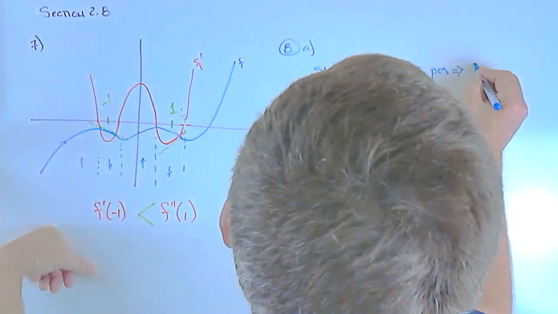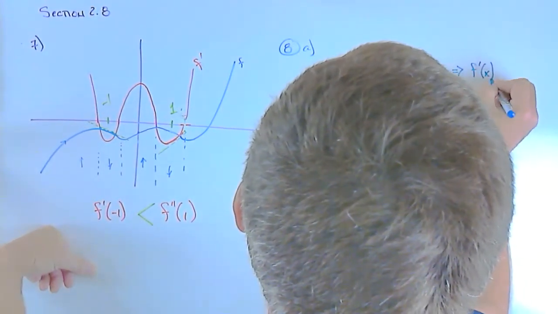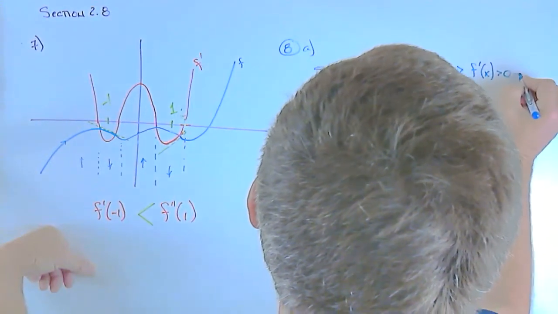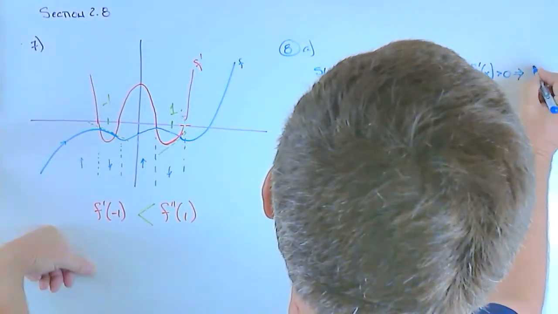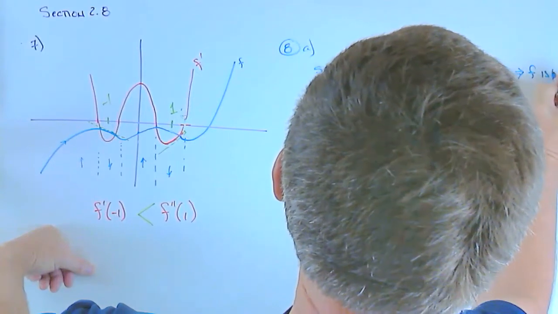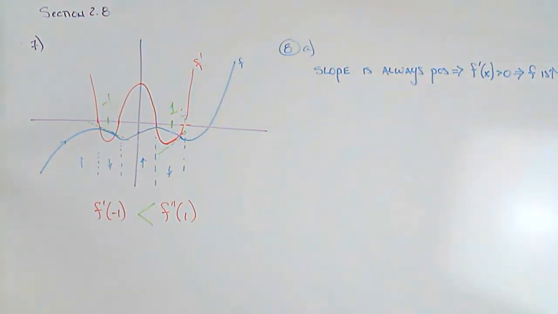Now that means f prime of x is greater than 0, and that means f is increasing. If the slope is always positive, the slope is the derivative. So the derivative is always positive, and the derivative being positive tells me f is increasing. But if we read it, there's an "and," a conjunction: the slope is always positive and increasing.